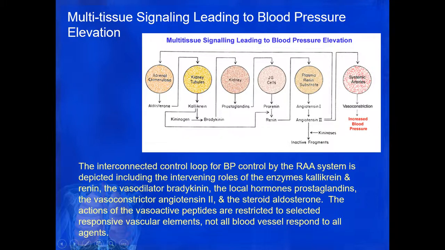These are the different tissues or cells, adrenaline and hormones, and how they interact with blood pressure elevation or decrease. The interconnected control loop for blood pressure control by the RAAS system is depicted, including the intervening roles of enzymes kallikrein and renin, the vasodilators bradykinin, the local hormones prostaglandins, the vasoconstrictor angiotensin II, and the steroid aldosterone. The actions of the vasoactive peptides are restricted to selected response vascular elements. Not all blood vessels respond to all agents.